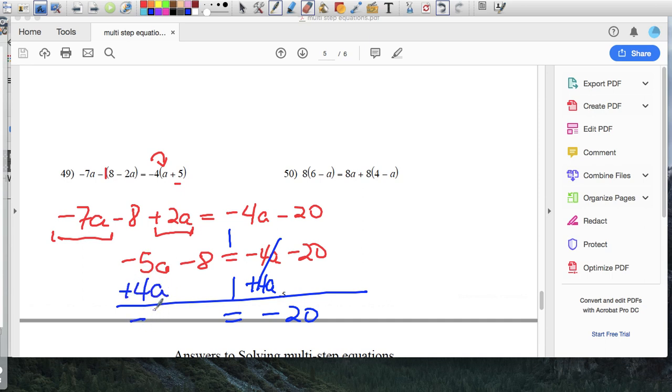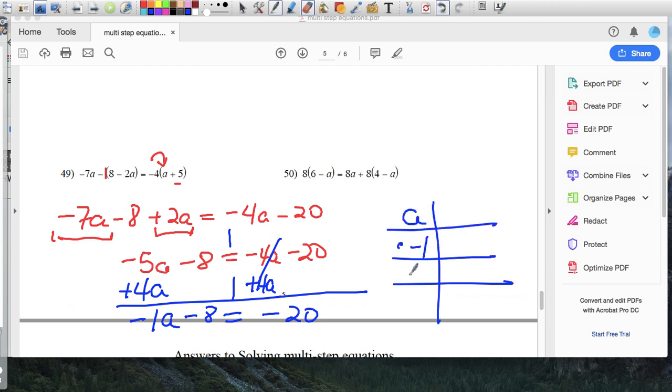And that gives me negative a, but because it's a negative a, I want to show you, I'm going to keep it as negative 1a minus 8. If I were to write my little story, I have a variable a, which is being multiplied by negative 1. Subtract 8 and gives me negative 20. So I'm going to do plus 8 and then divide by negative 1.